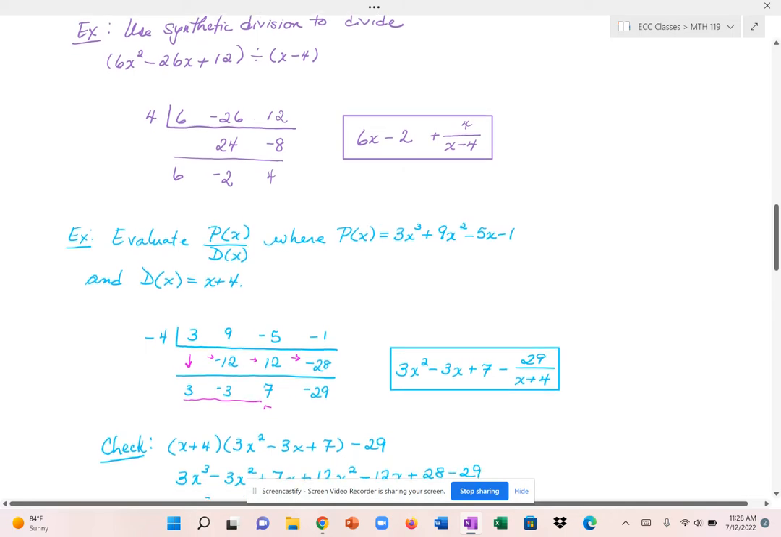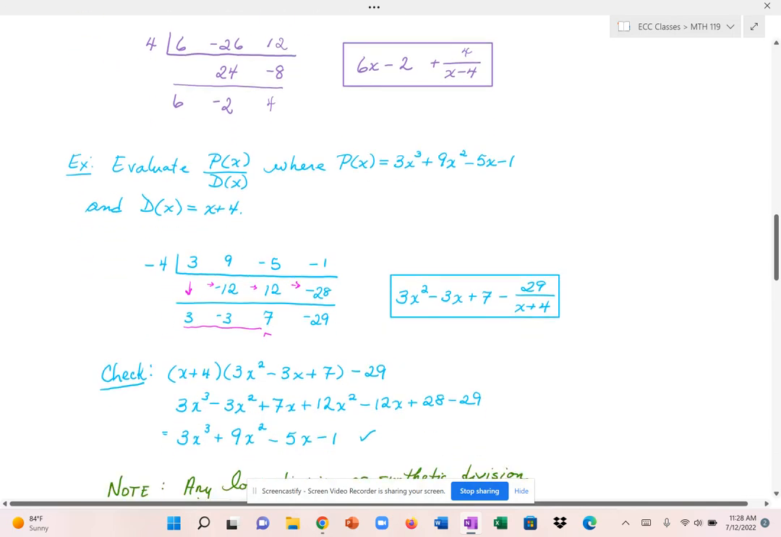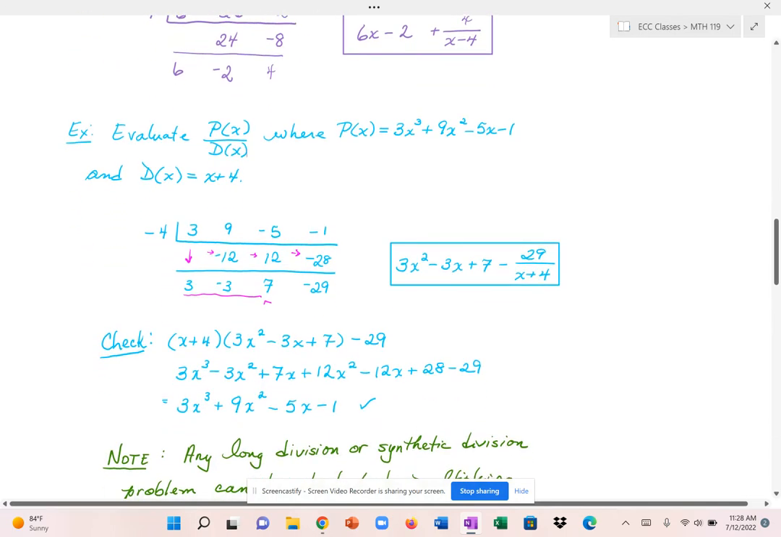Okay, so in the next example, here I wanted to show you that it is possible to check your answer by taking your quotient and multiplying it by your divisor and then adding in your remainder, which was -29. And it should bring you right back to your dividend. So I did that work here.